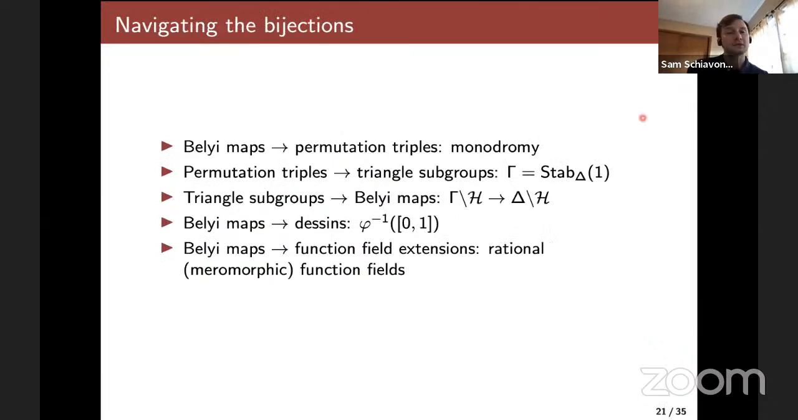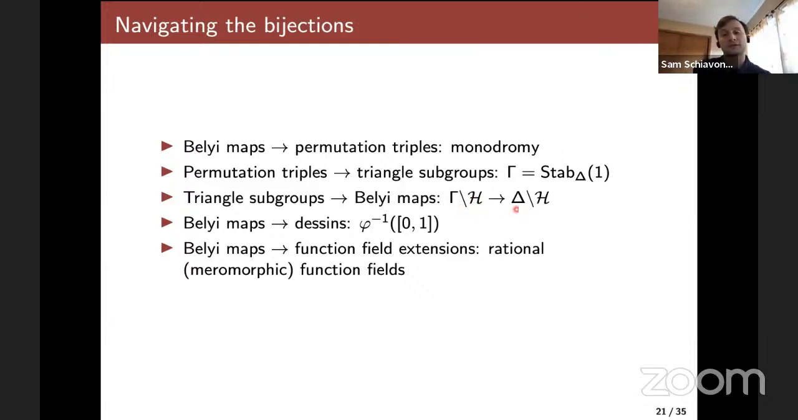Okay, so here's a summary of how we navigate these bijections and move between these categories. To go from Belyi maps to permutation triples, we use the monodromy representation. To go from permutation triples to triangle subgroups, we take a stabilizer of the action of delta on 1 through D. And to go from triangle subgroups to Belyi maps, we look at the map between these two quotient spaces.